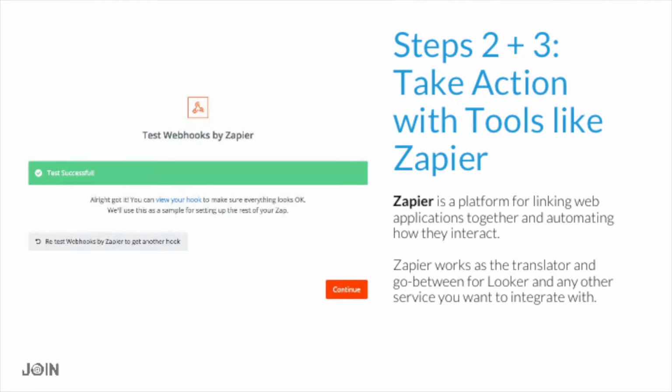And steps 2 and 3, this would be something you could write a service for, or what I'll be talking about today is how to take action on these steps with tools like Zapier. Now, Zapier is a platform for linking web applications together and automating how they interact.